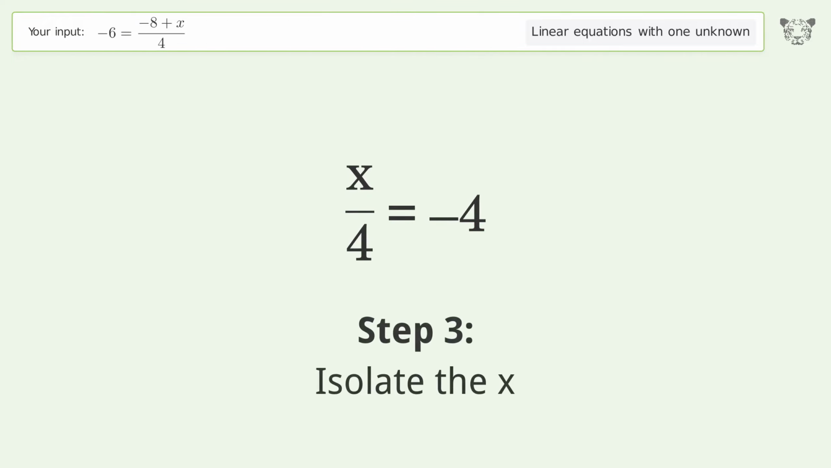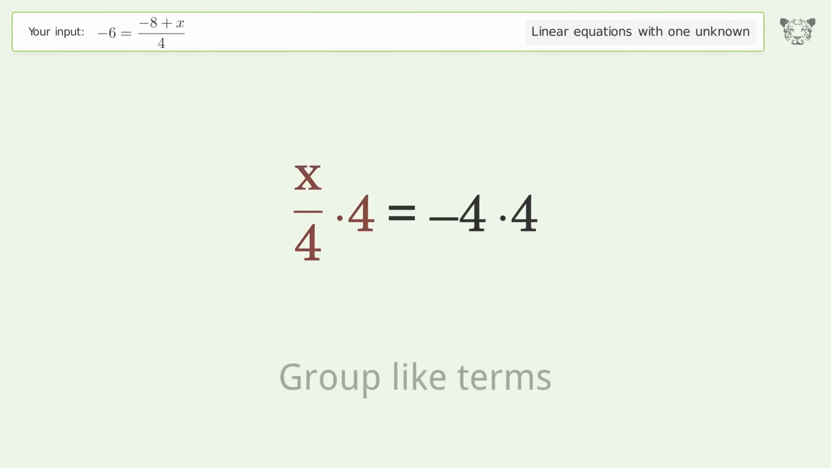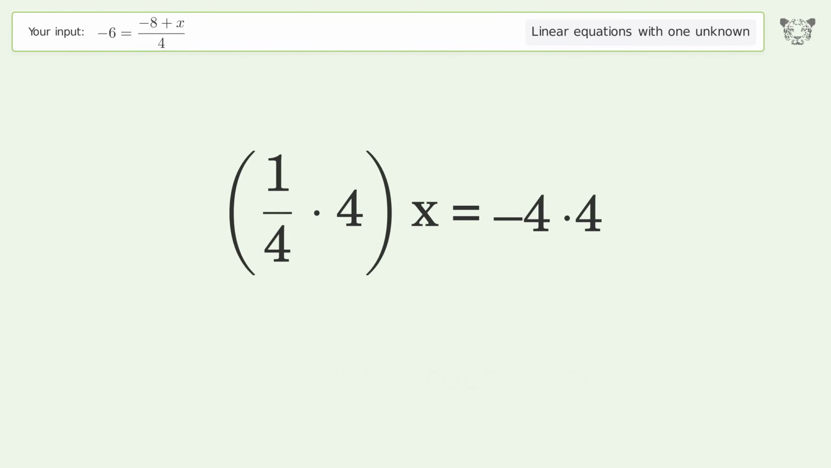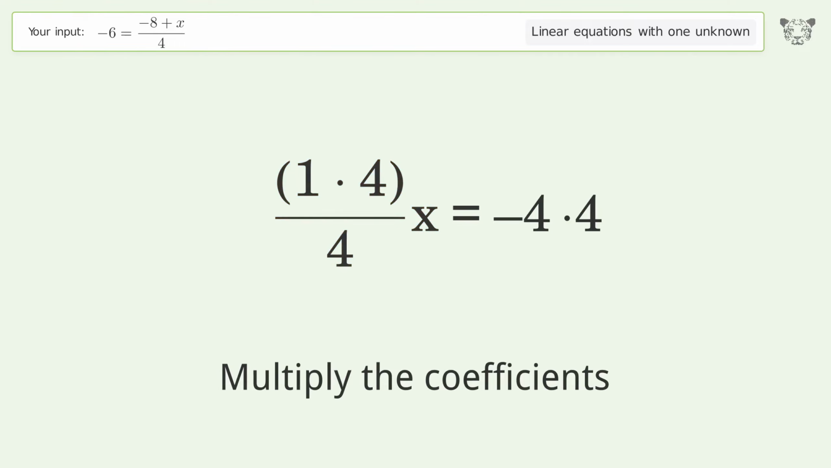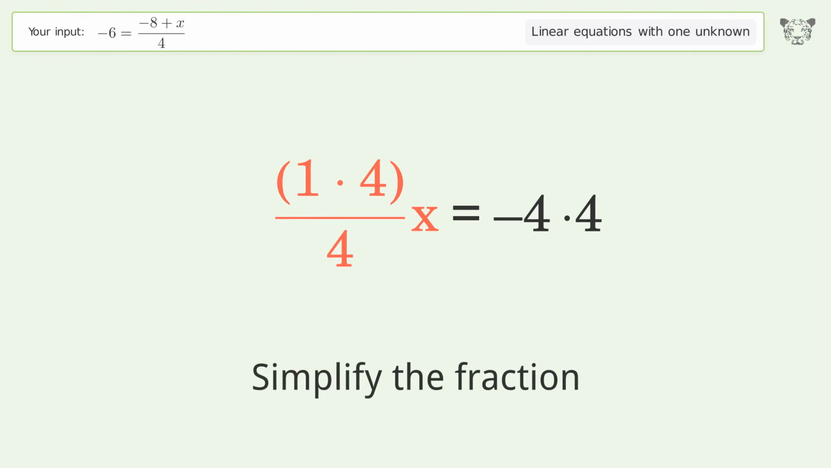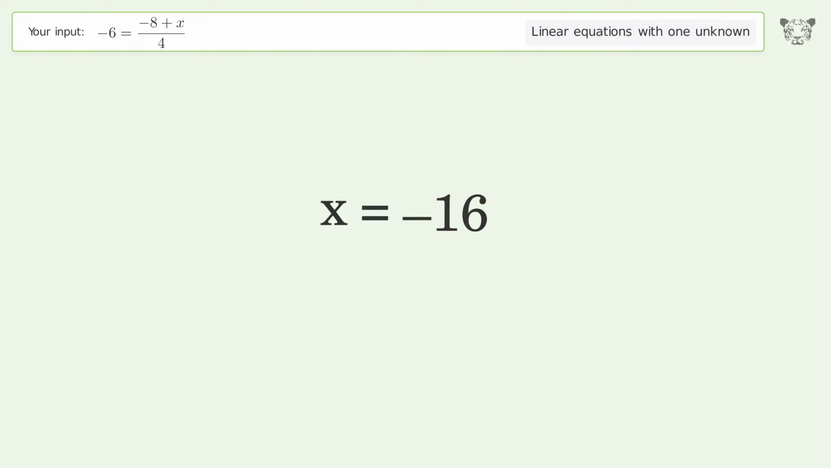Isolate the x. Multiply both sides by 4. Group like terms. Multiply the coefficients. Simplify the fraction. Simplify the arithmetic. And so the final result is x equals -16.